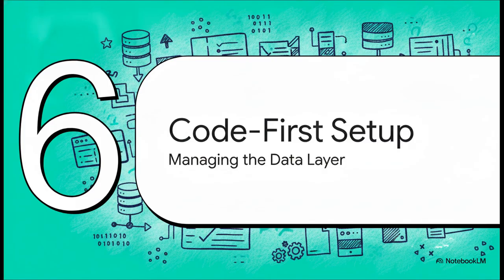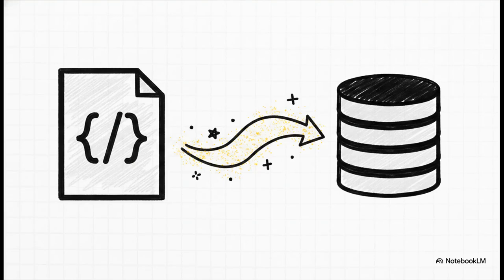Section 6, Code First Database Setup. Let's wrap up by looking at how we handle our data layer, because great application logic needs a great place to store data. With the Entity Framework Code First approach, you don't even have to write raw SQL queries anymore. You just write your C# classes like a customer or product model, and the framework dynamically generates the actual relational database tables for you. It's almost like magic, seamlessly bridging your C# code with your database.